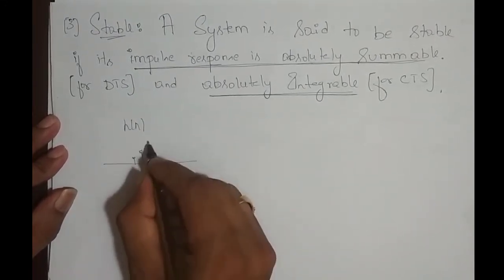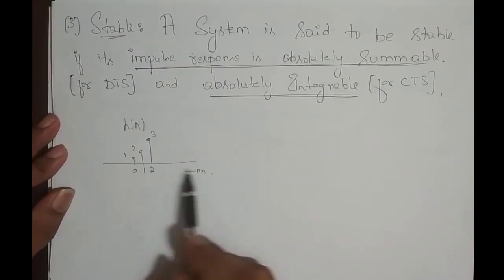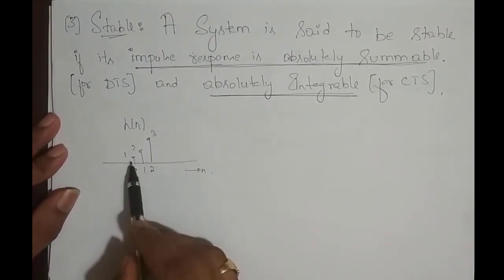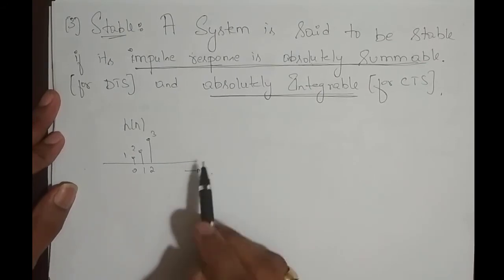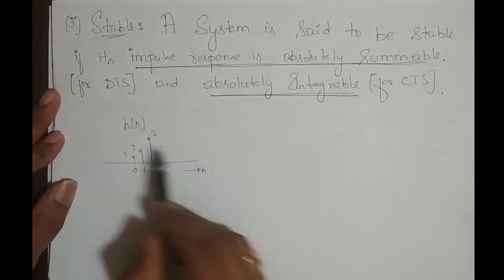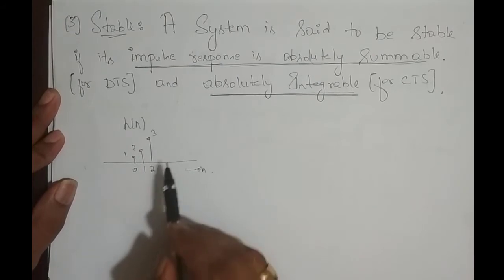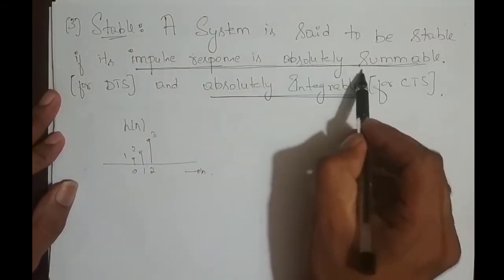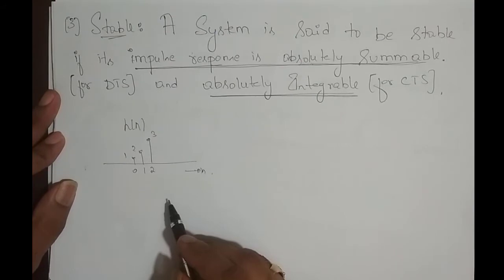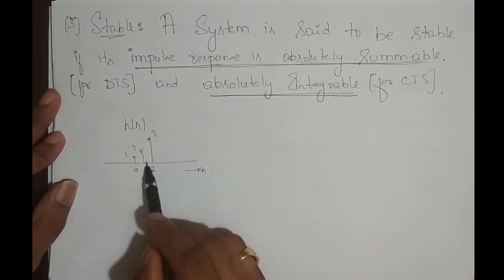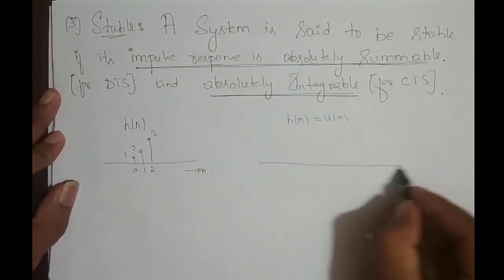Okay, so when I say absolutely summable, for example, h of n is something like this: 0, 1, 2, 1, 2, 3, and this is n. So is this absolutely summable? When I say absolutely summable, when I sum up all the samples for n varying from minus infinity to plus infinity, it should end up with a finite value. I repeat again, when I sum up all the samples of h of n for n varying from minus infinity to plus infinity, the summed up value should be finite. Then we call it absolutely summable. In this case, when I sum it up, it is 1 plus 2 plus 3, it is 6, right? So it is a finite value. In the sense, it is absolutely summable. Therefore, the system is stable.